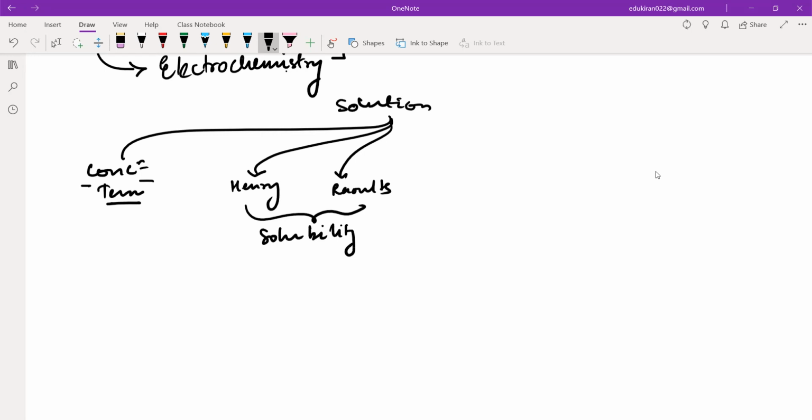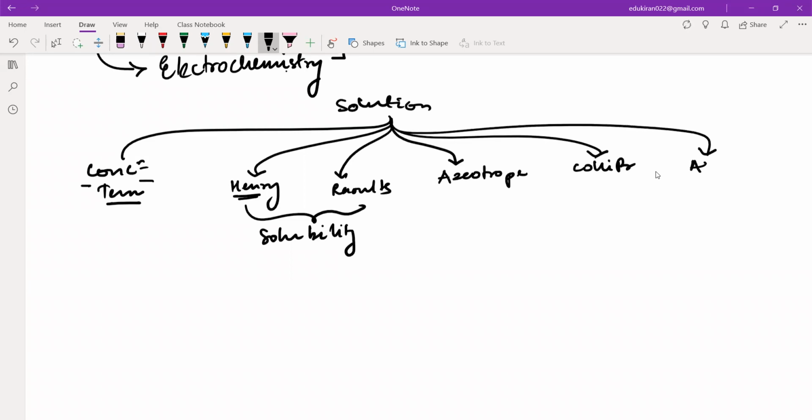And Henry's law has a specific meaning in solubility because it says how the pressure affects the solubility of a liquid-gas system. And after Raoult's law, we have topics such as azeotropes, that is deviations from Raoult's law. And at last, we have colligative properties. And then we have abnormal molar mass. Okay, so these are the different topics in the solution chapter.